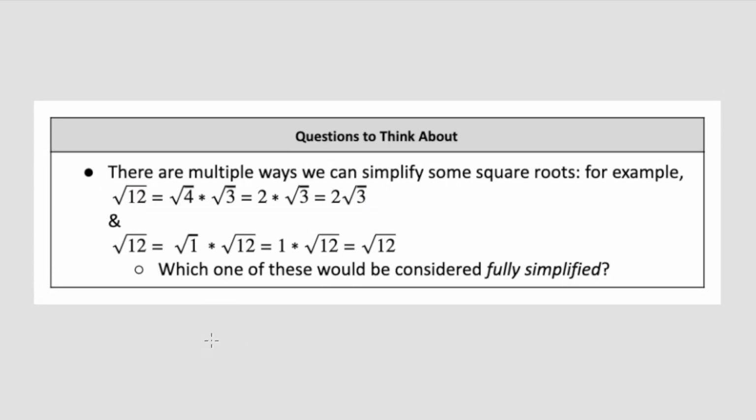Now, finally, this question to think about should have been answered if you were paying attention really closely to the video. There are just multiple ways we can simplify some square roots. For example, root 12 can be simplified in these two ways. Which one of these would be considered fully simplified? Well, as we've established again and again, we need to make sure that there are no more perfect squares that are factors inside the radical. So the top one is good because for 3, the only perfect square is 1 and it doesn't count. But with 12 on the bottom, we're just back to where we came from, and a 4 goes into there too, and 4 is a perfect square.